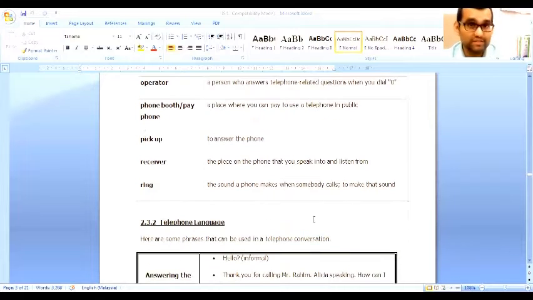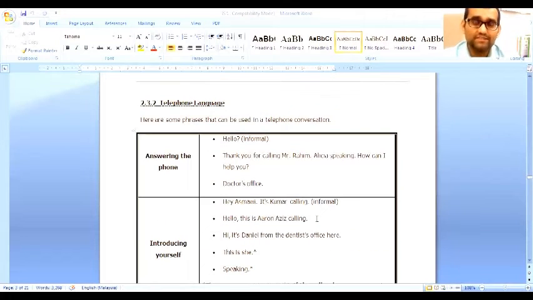Pick up: to answer the phone. Receiver: the piece on the phone that you speak into and listen from. Receiver, right? Okay, ring: the sound a phone makes when somebody calls. So when you call, it rings. So that's called ring. Okay, next is telephone language.